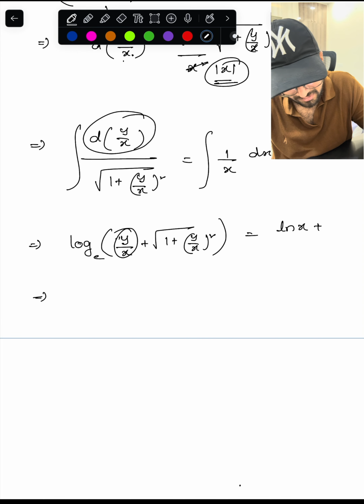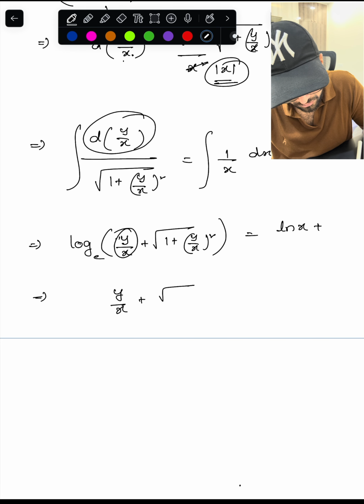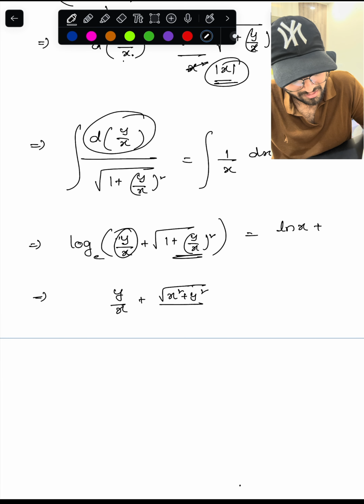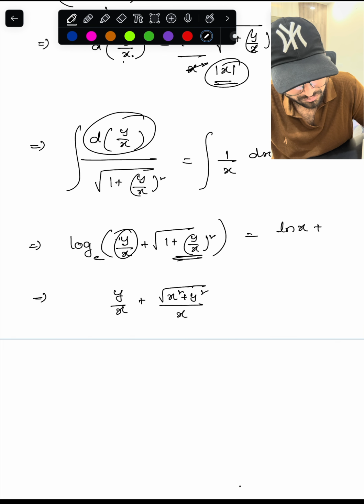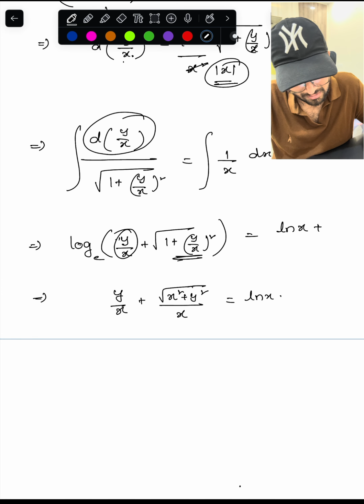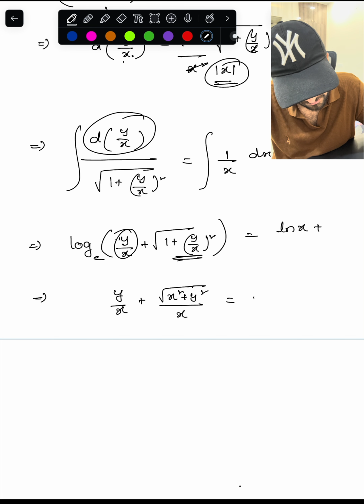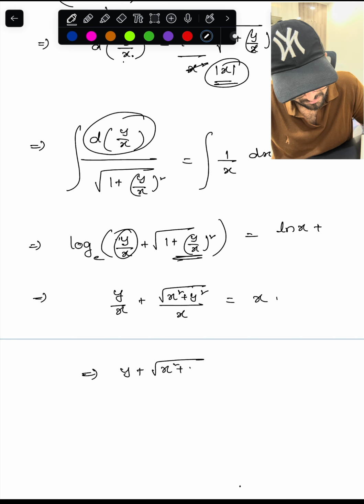So this is the integration we got. Directly I can write y by x plus root of x square plus y square by x, again mod x would come here, but anyway the square root of x square is there. As x is positive, we can write it directly, so this equals x. So y plus root of x square plus y square equals x square. This is the function.